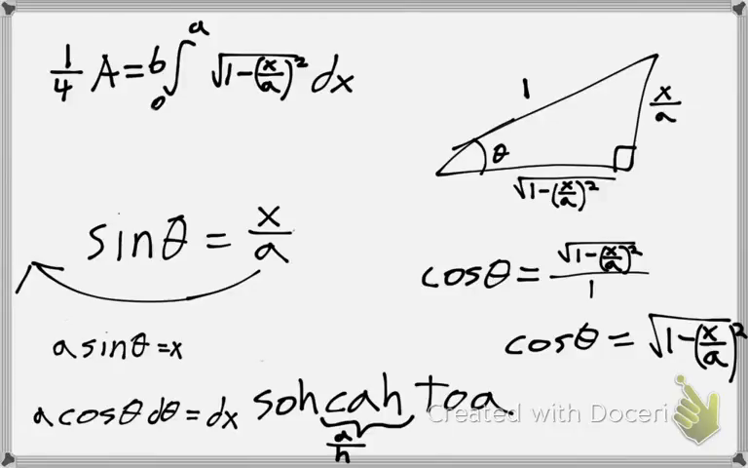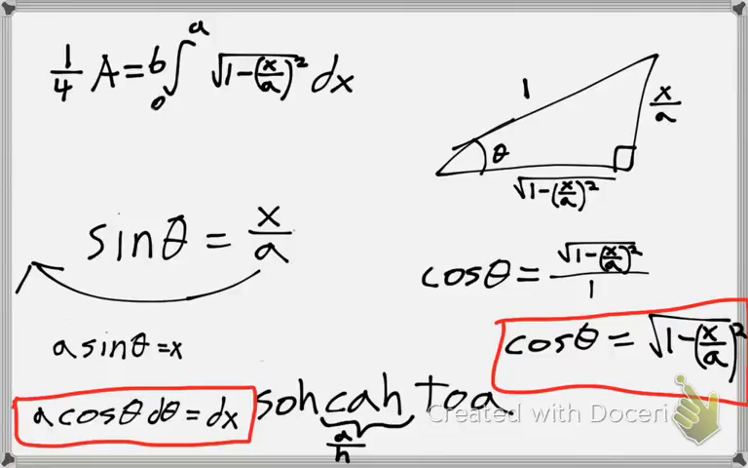Okay, now these are the values that we're going to be substituting in. A cosine theta d theta is dx, and then cosine theta is equal to root 1 minus x over a squared. And so we'll do that on the next slide.